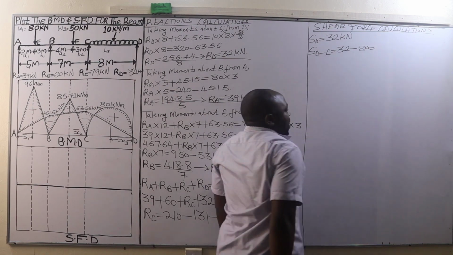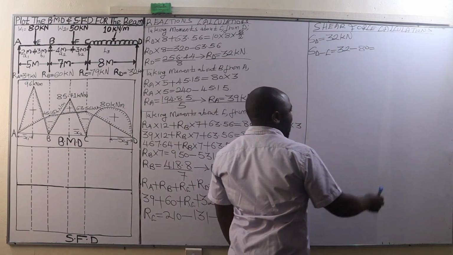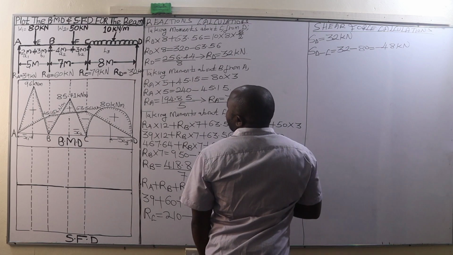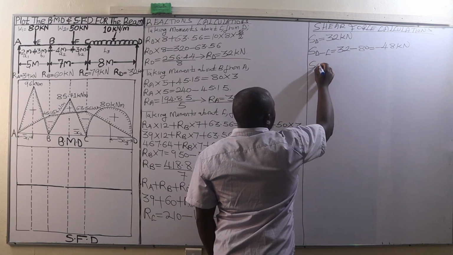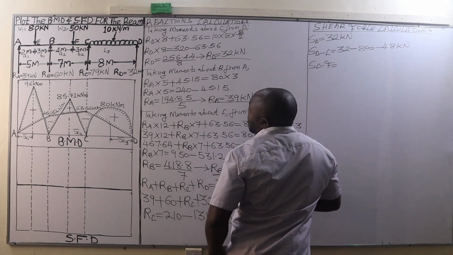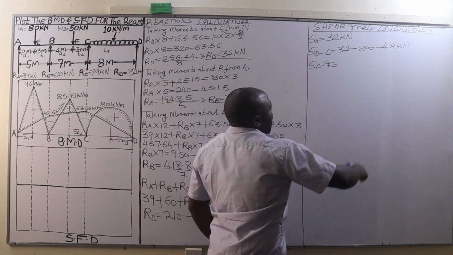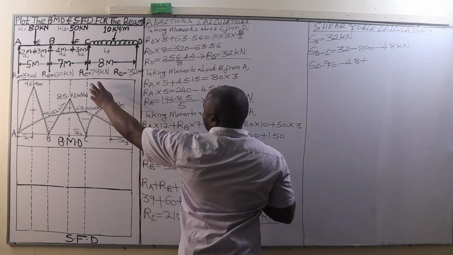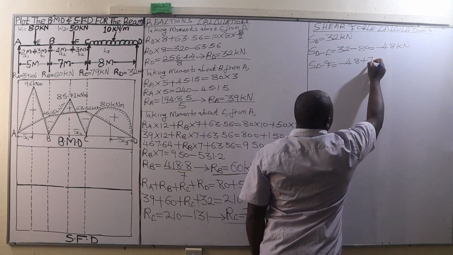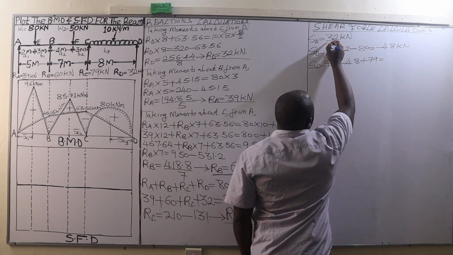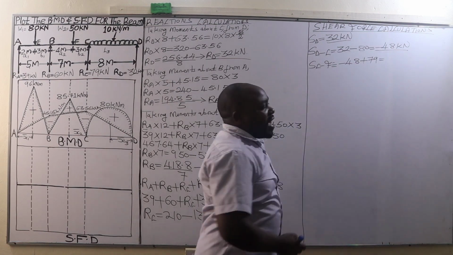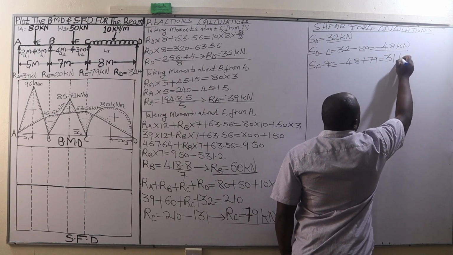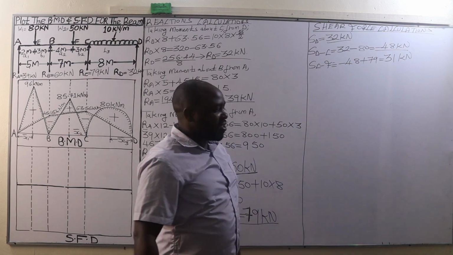And that 2 minus 80 is negative 48 kilonewtons. Then from there we go to shear force between C and F. Between C and F, which is going to be this minus 48 kilonewtons, we add the reaction at C, which is 79 kilonewtons, and that is going to give us a shear force of 31 kilonewtons. So we have 31 kN.